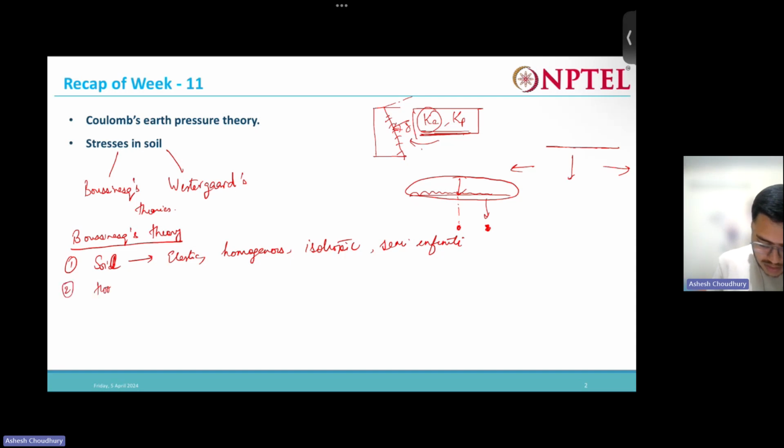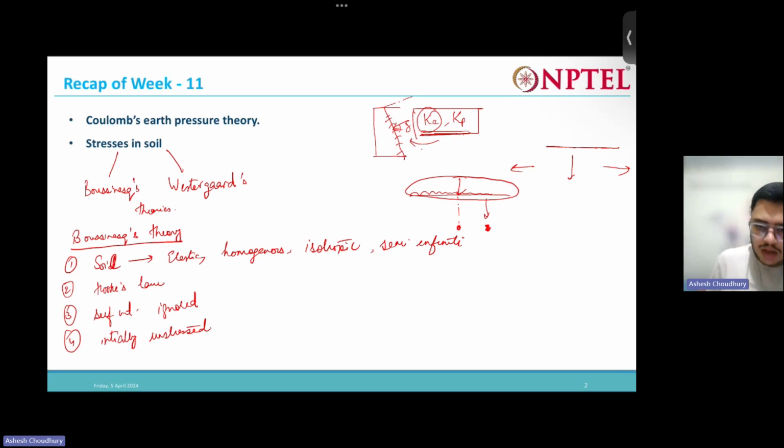Then Hooke's law is obeyed, self weight is ignored, and there are initially no constraints. So these are the basic assumptions. There are some more assumptions, but these are the main basic assumptions of Boussinesq's theory.